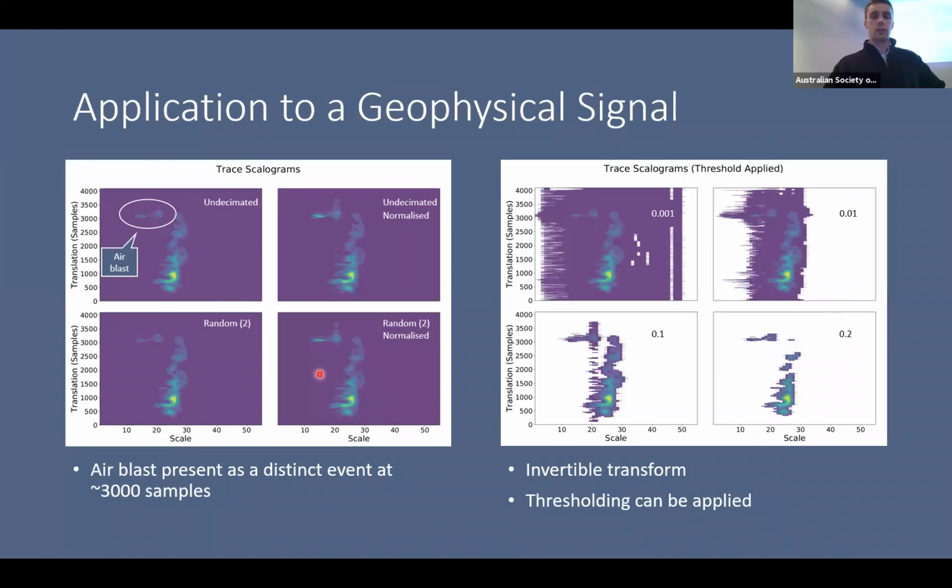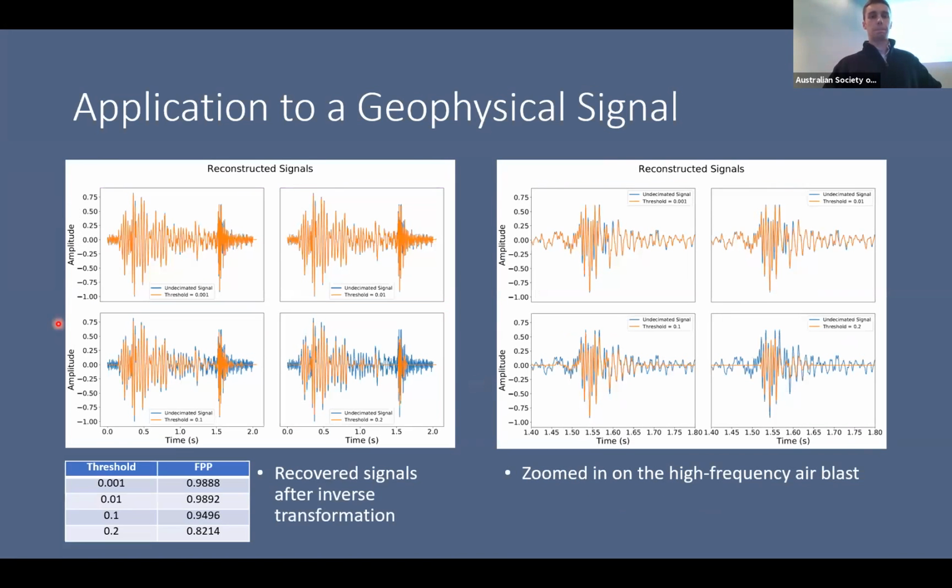So this is the geophysical trace, the scalograms for the geophysical trace. And we can now see that we've got the main body of the signal, and also our air blast appears as a separate discrete event. So this just shows the undecimated and normalized, and the decimated signal randomly decimated by a factor of 2, and normalized wavelet scalograms. As with the Fourier transform, the wavelet transform is an invertible transform. So we can apply thresholding and then inverse transform to try and keep the signal components that we want. This is the result of that.